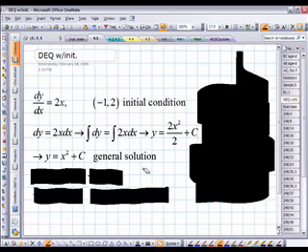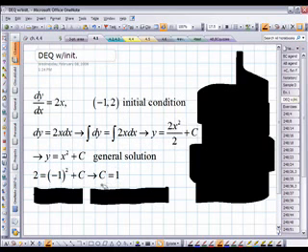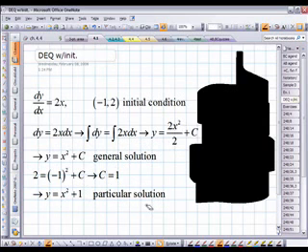So now we have y is equal to x squared plus c, which is the general solution. It's a family of parabolas. But we have an initial condition which we can plug in to solve for c. So 2 goes in for y, negative 1 for x. We plug that in, and we solve for c, and we get c is 1. So therefore, y is equal to x squared plus 1 is our particular solution.